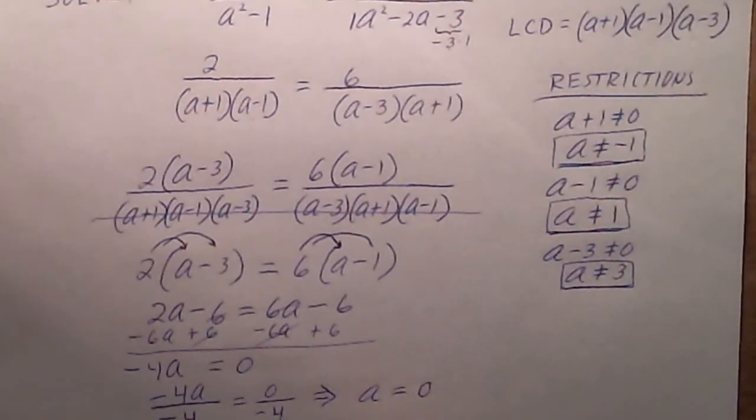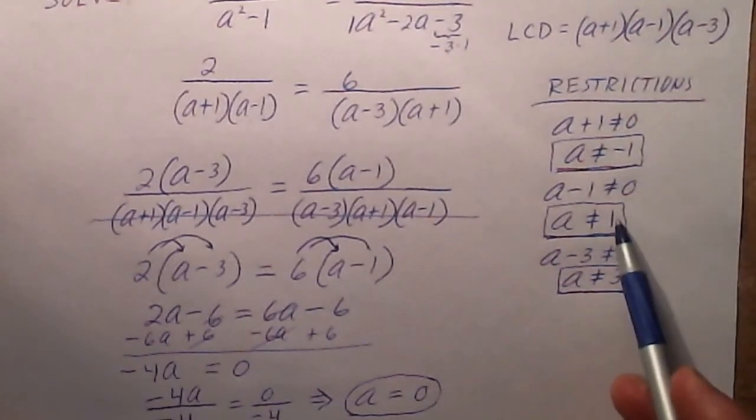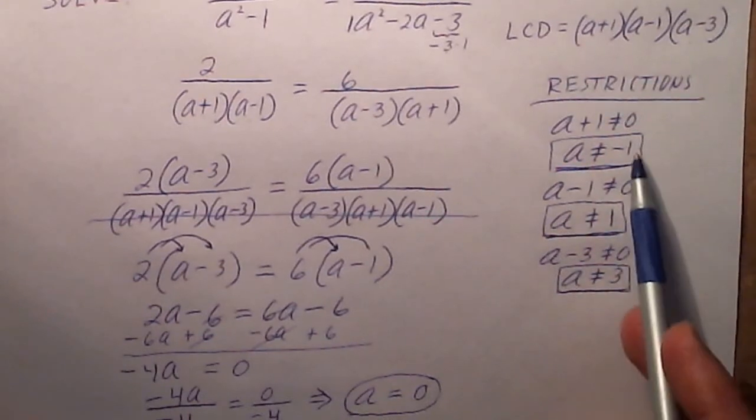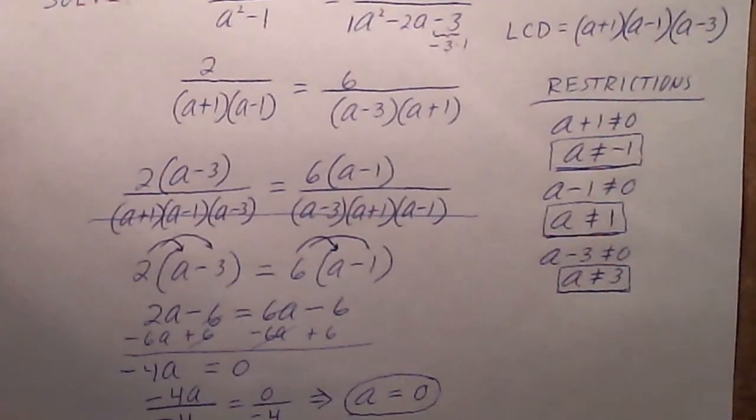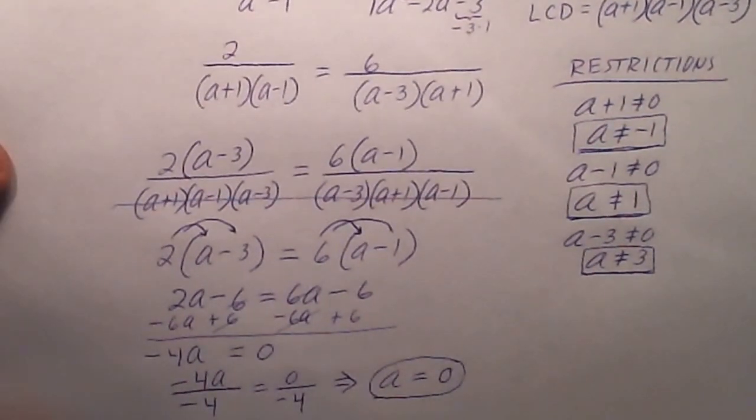So a is equal to 0 here. And that's it, ladies and gentlemen. It looks like our solution to this rational equation is 0. And notice 0 does not violate any restriction that we placed on the equation initially. So this rational equation has been solved, and the solution is 0.